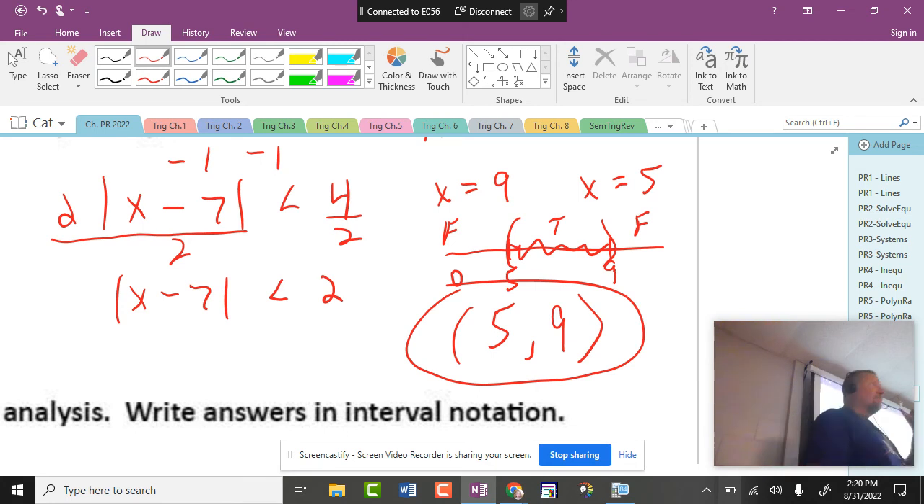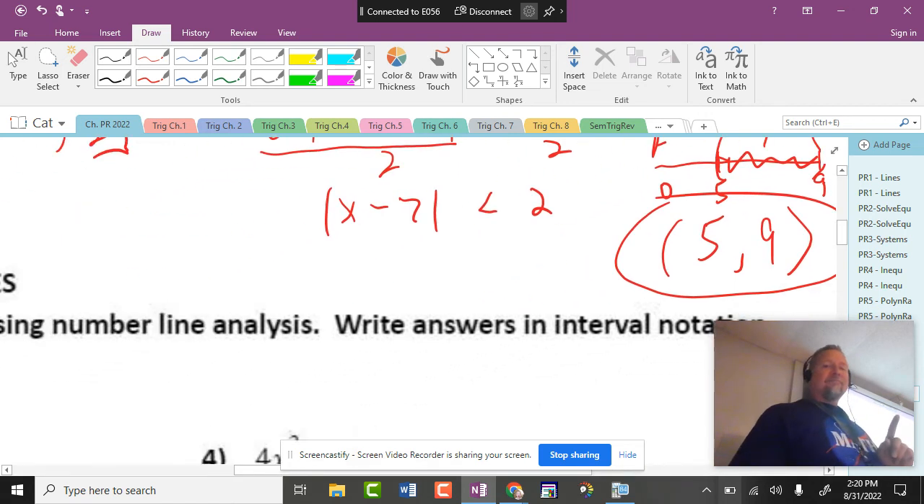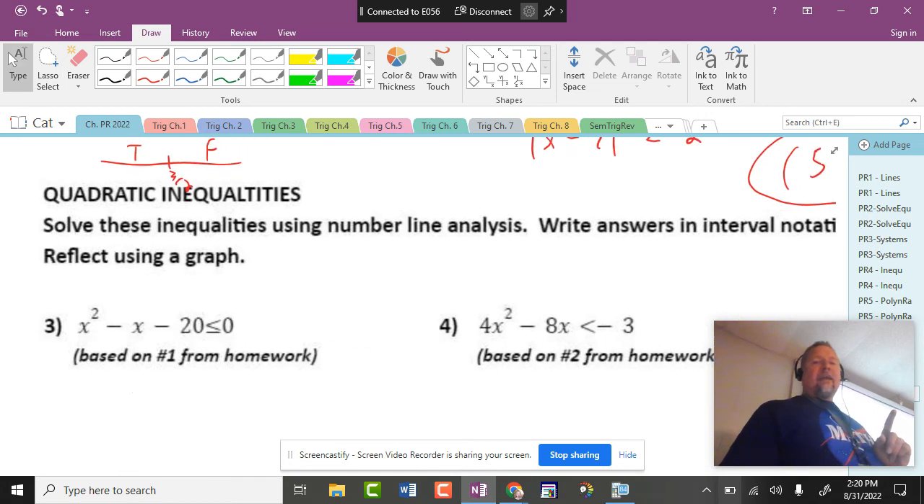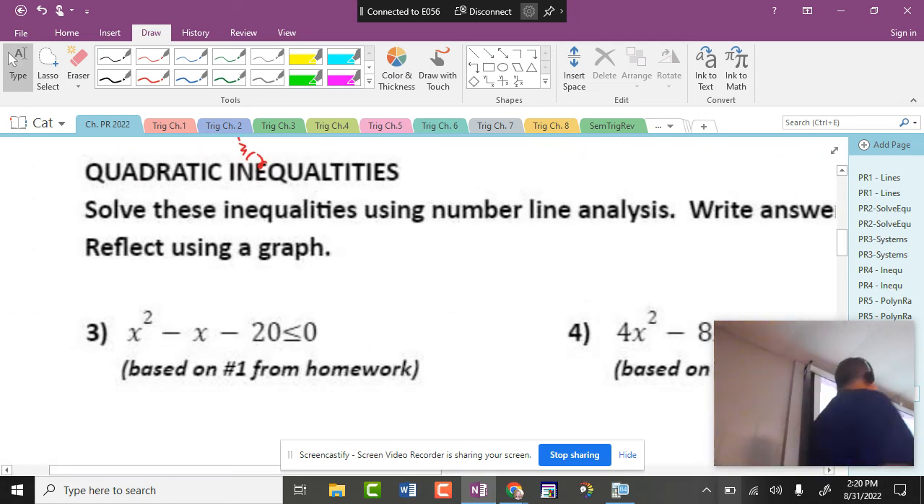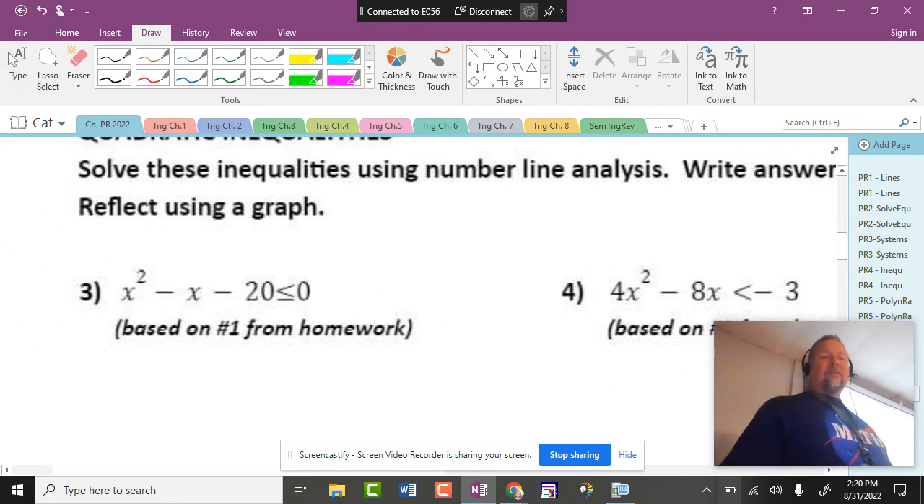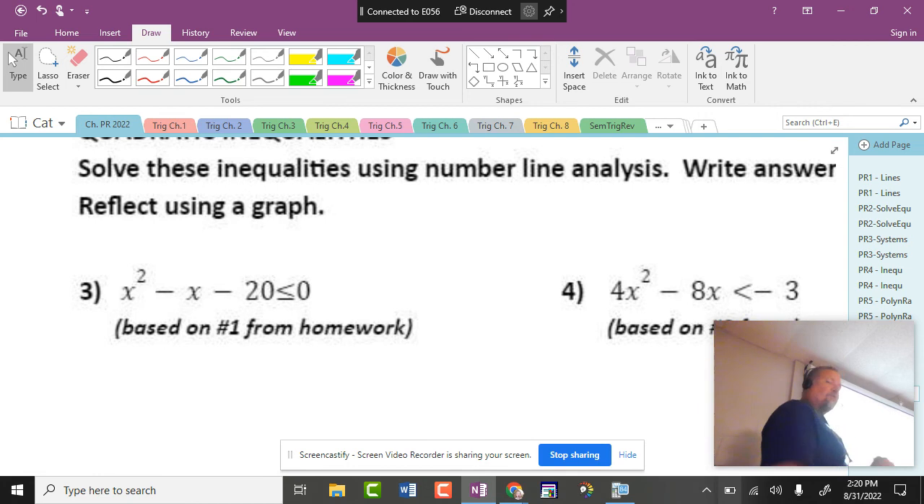All right. Remember, this wasn't on the last quiz. Remember? Okay, then this is why I had you hold your homework. Okay, just solve the inequality. Okay, solve these inequalities using a number line analysis. Okay, write answers in interval notation. Reflect using a graph. I'm not going to use a graph right now. I feel like this is out of place.